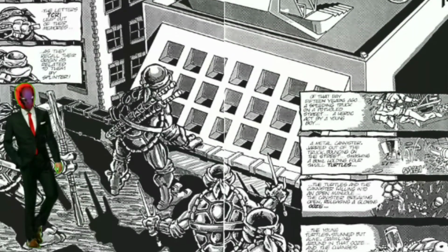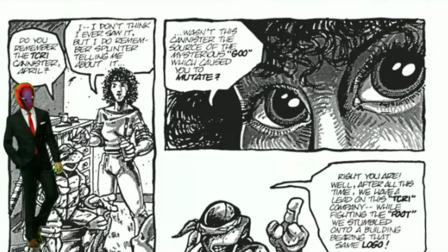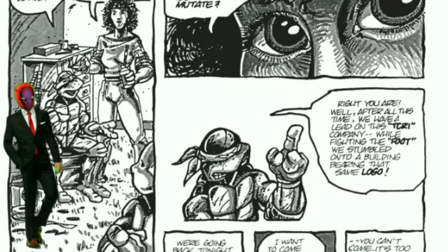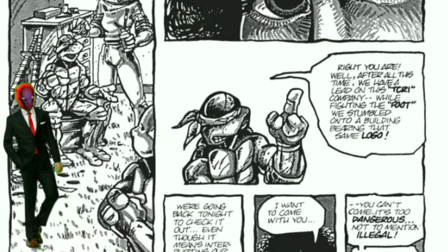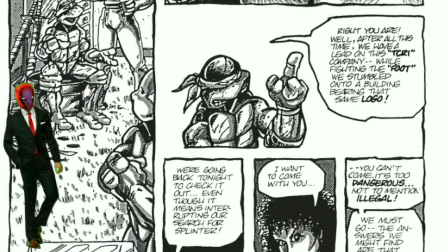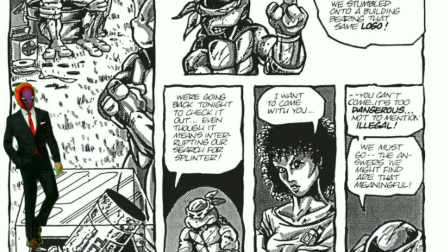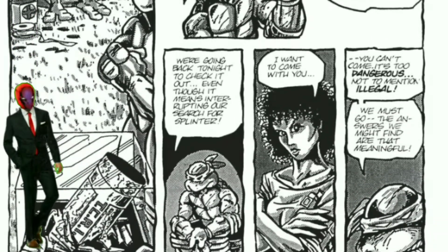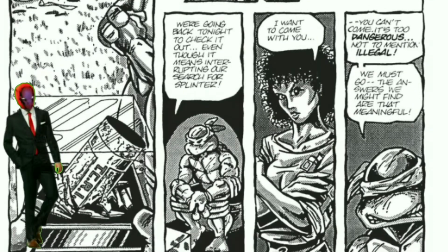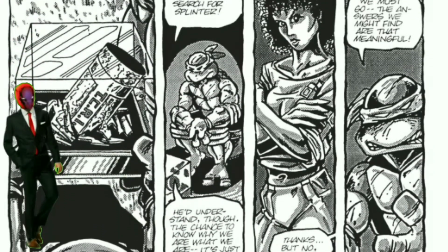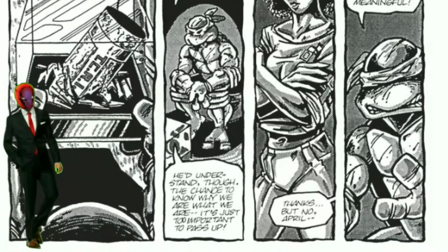So we get to see that they go back home to rest up, because they had just done a battle with the Foot, and it probably wouldn't be a smart idea to go into an unknown place that could be crawling with enemies without resting first. So they talk to April and tell her about what exactly is happening with the TCRI building, and that their connection to it has to be something big. So the Ninja Turtles pretty much rest up, and on the next day they head into the building.